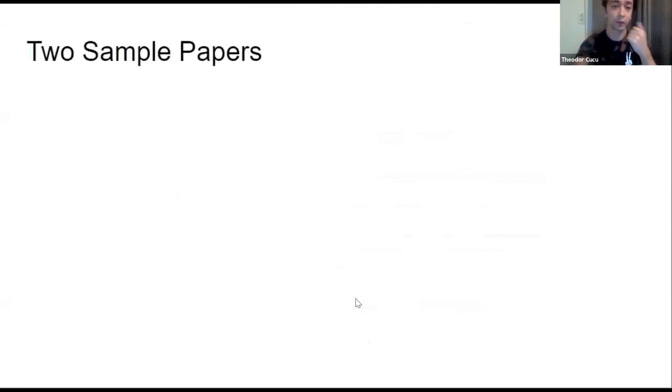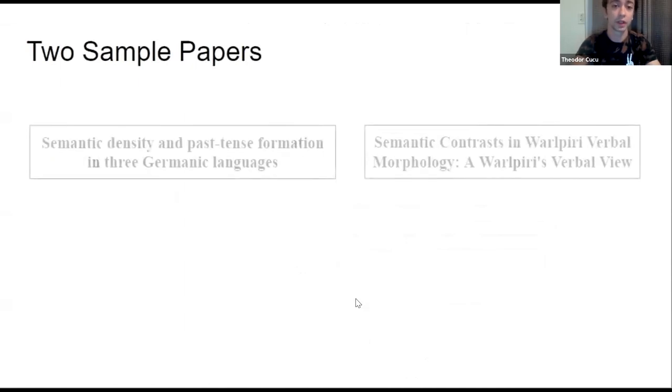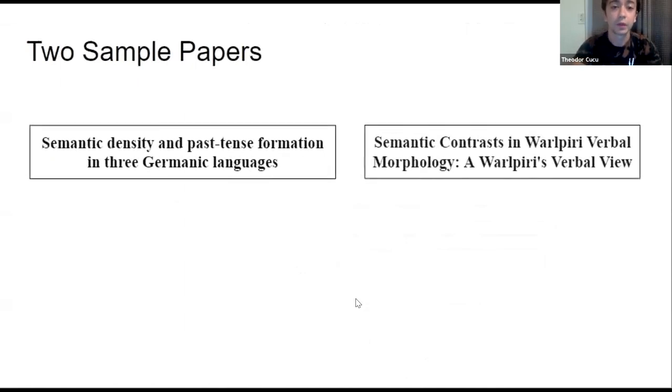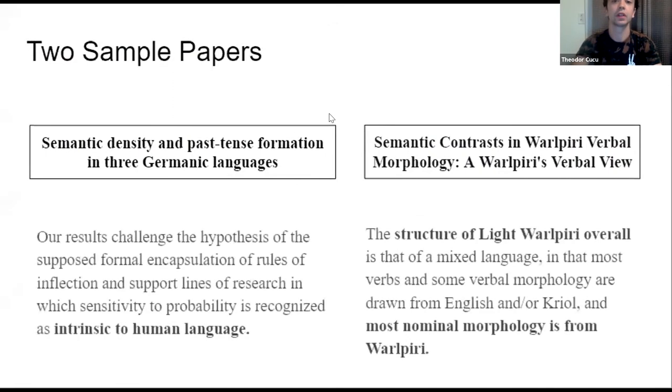But before showing you the data that we collected, let's try to understand it first. These are examples of a paper whose focus is on Walpiri, which is an Australian language with a relatively small number of speakers, about 3,000, next to a paper which focuses on Germanic languages, including English, with many millions of speakers. So let's compare two different conclusion sentences from each.